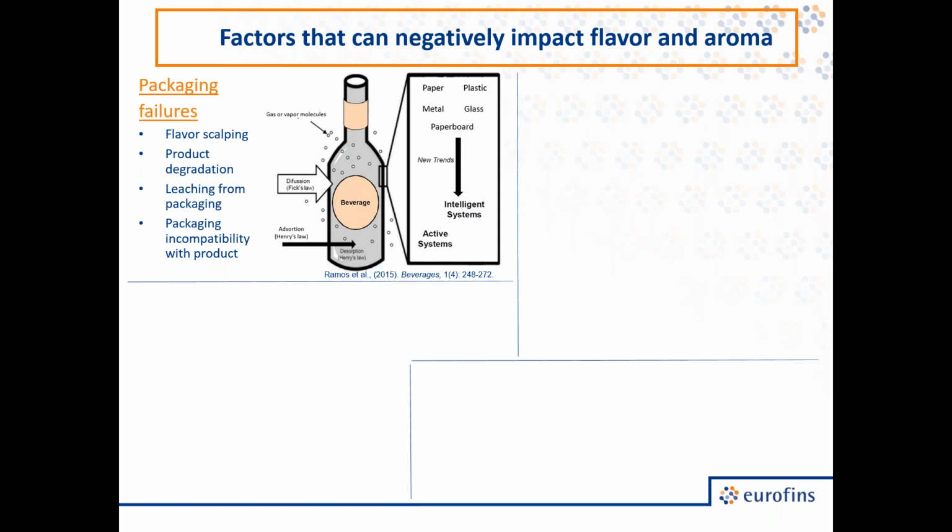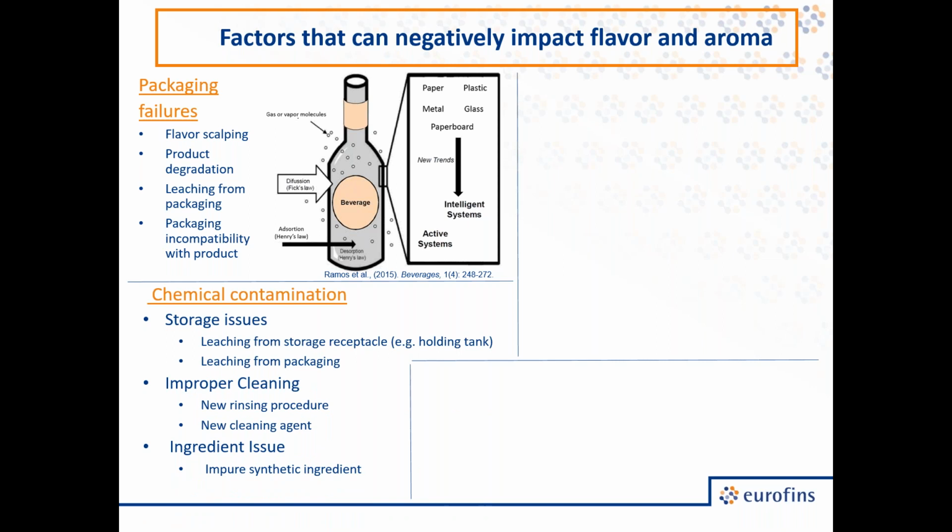As well, packaging failures can come in the form of a breakdown of the packaging. Maybe it was damaged during transport or storage, which would cause the food product to be exposed to the environment, perhaps leading to chemical or microbial contamination, which I will talk about next.